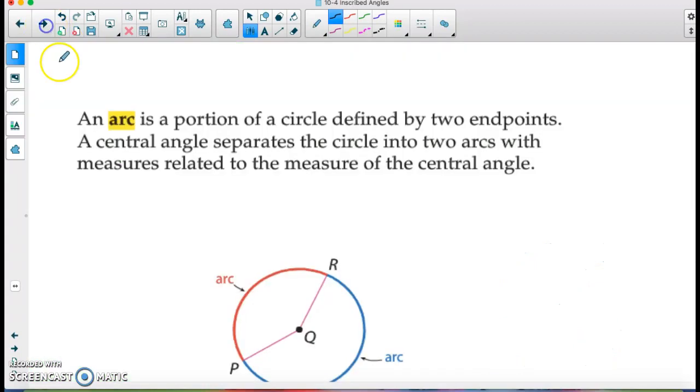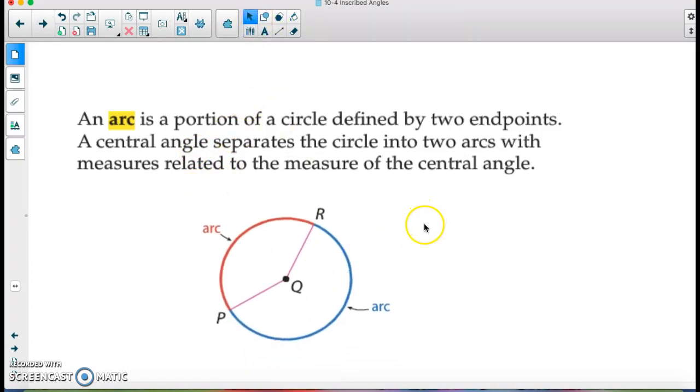Another vocabulary word from 10.2 is arc. An arc is a portion of a circle defined by two endpoints. A central angle separates the circle into two arcs with measures related to the measure of the central angle. And that's the big part that I want you to take away from this: the arcs' measures are related to the measure of the central angle.